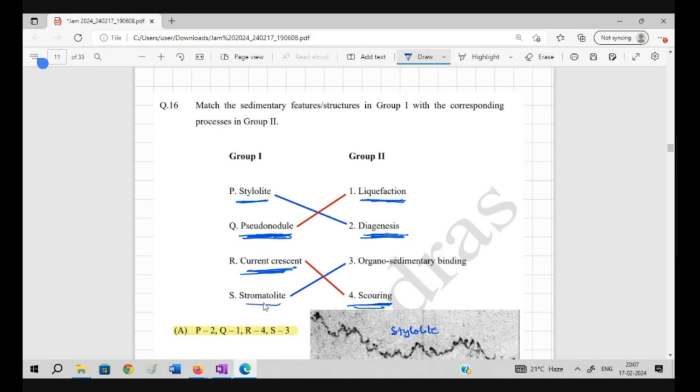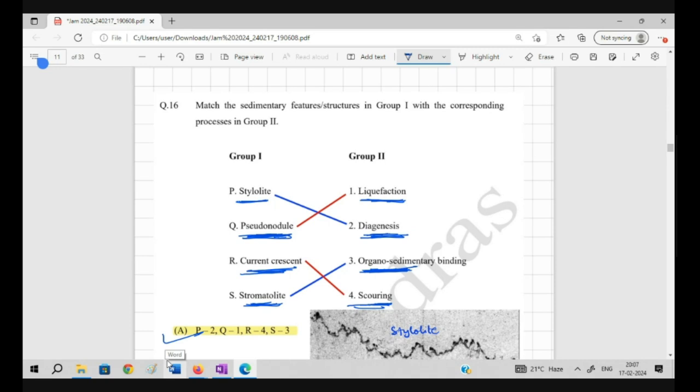And the stromatolites, as we have discussed, these are the organosedimentary binding. Okay, means they are created due to the cyanobacteria. Okay, and also they create a sedimentary structure, that's why it is created by organosedimentary binding. So if we match this, then it will be option A. The correct answer will be option A.